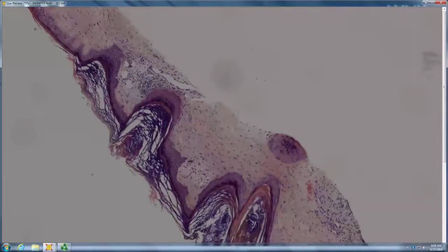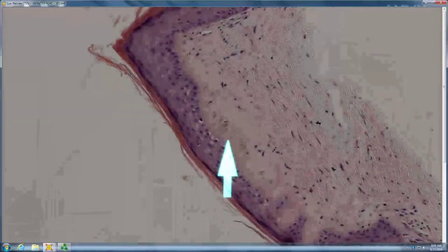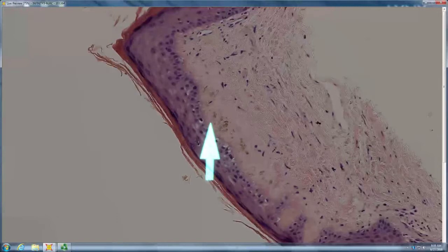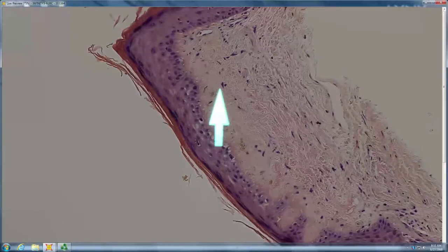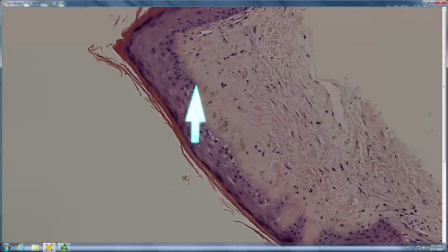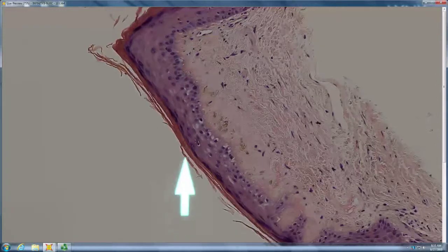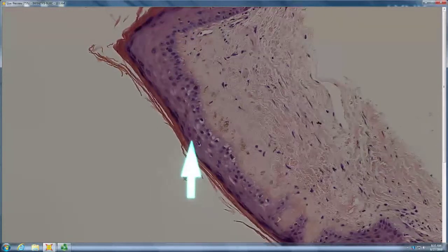So what do you see? Follicular plugging. What else do you see? Pigment incontinence, what's all that pink stuff? So you've got vacuolar interface, follicular plugging, pigment incontinence, basement membrane zone thickening, lupus, discoid lupus with just really prominent carpet tacking.